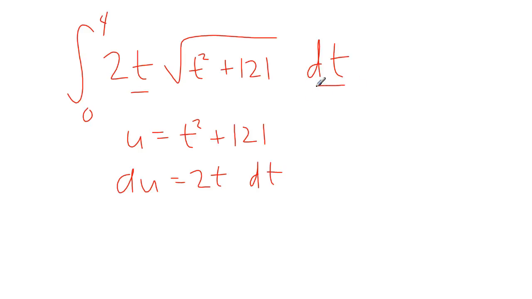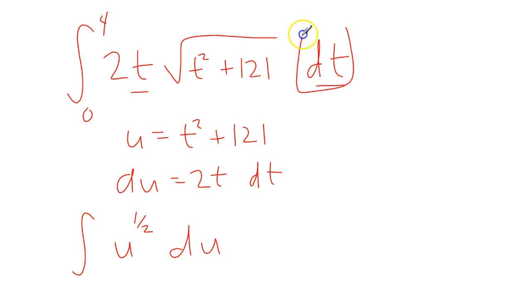There's the 2t dt. This is now square root of u, or u to the 1/2. So this becomes u to the 1/2 du. And then we're going to substitute in here. Again, this is in terms of t, so these limits of integration are t's. Since u equals t squared plus 121, that means 0 squared plus 121, which is 121. And then the upper limit is 4 squared, which is 16. 16 plus 121 is 137.